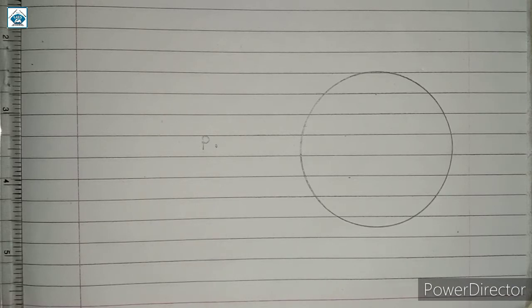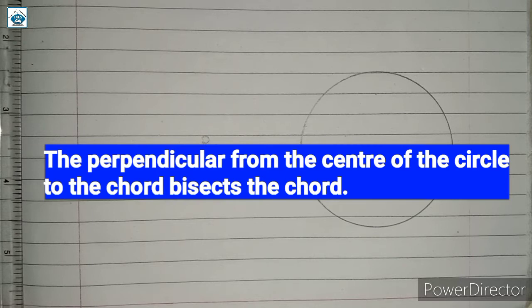So for that we are going to find the center of this circle. Now how will we find the center of this circle? For that you will have to revise a theorem which states that the perpendicular from the center of the circle to the chord bisects the chord.